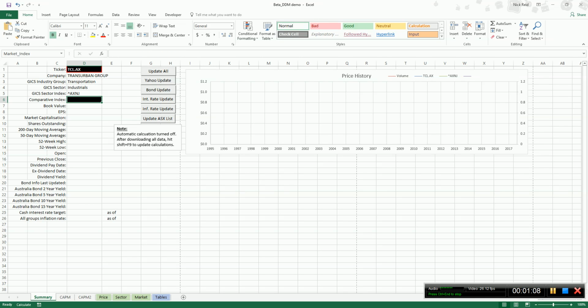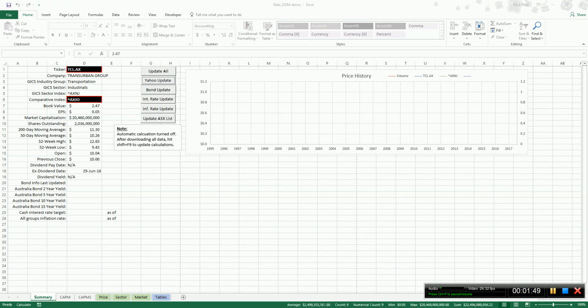And so the comparative index is what we use to measure the stock's performance against for CAPM. So we're just going to use the ASX 200. Symbol for that is hat, AXJO, enter. Okay, then we're just going to download some useful data from Yahoo Finance.